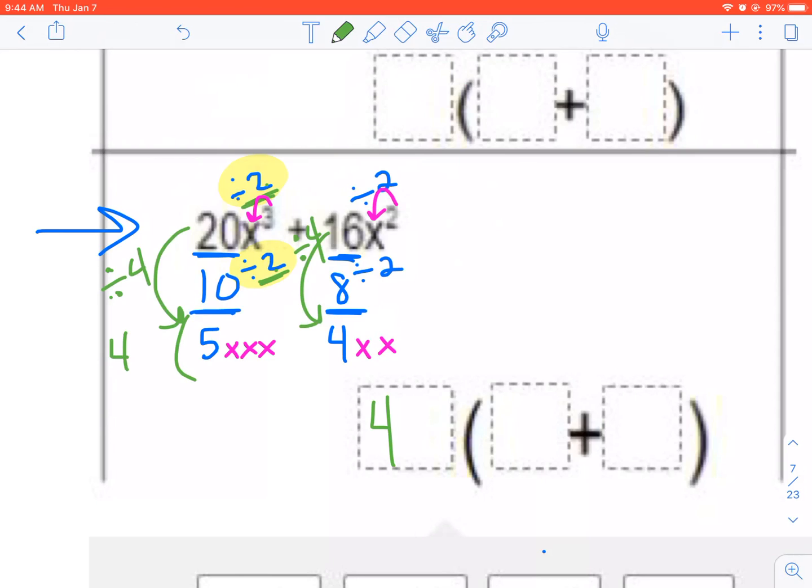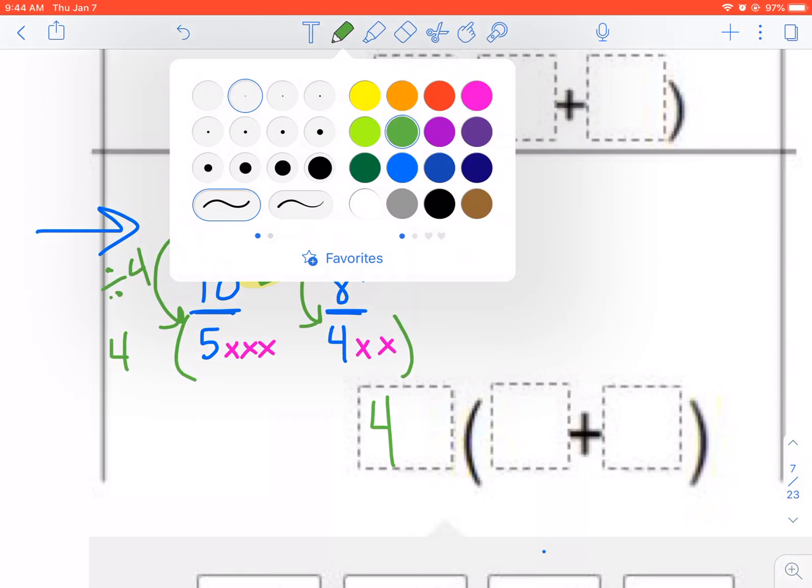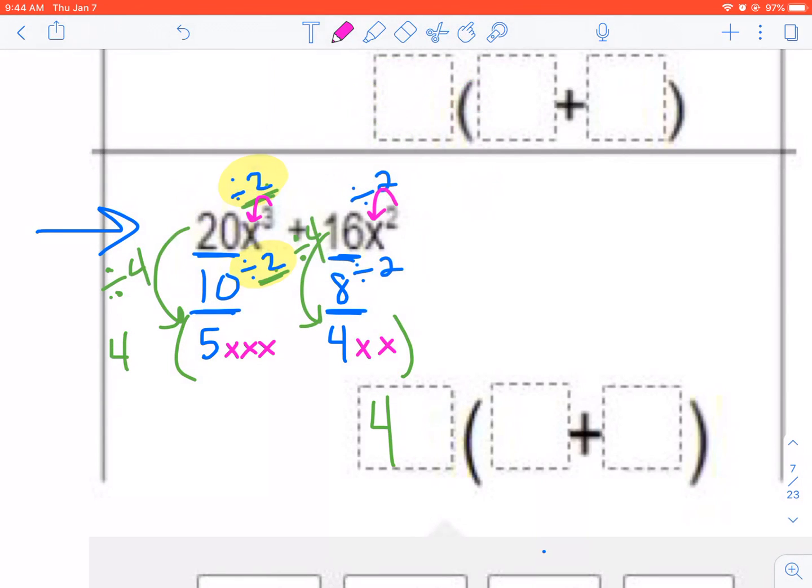where I have my parentheses and then my leftovers. So what we're going to do is find out what they have in common. They both have x's. How many x's do they have? They each have an x, so I can pull an x out. And they each have another x, so I can pull another x out. A better way to write x times x would be x squared. And then I'm going to get rid of those. And so the best way to write my answer is that I pull out 4x squared.